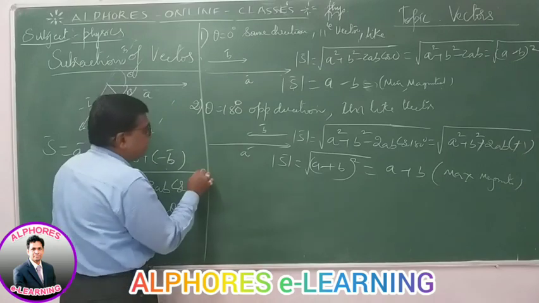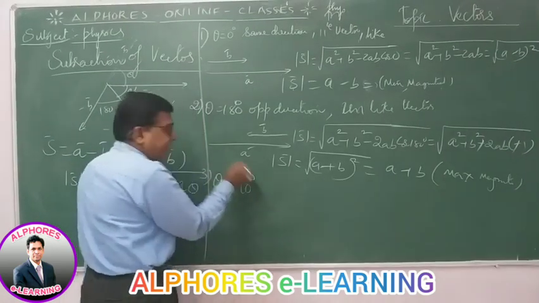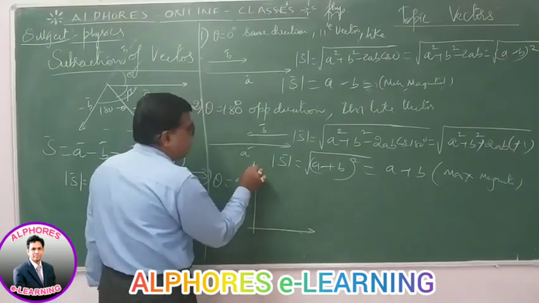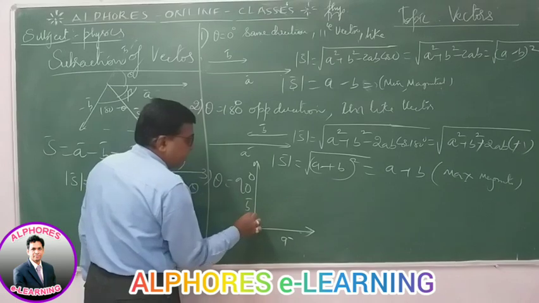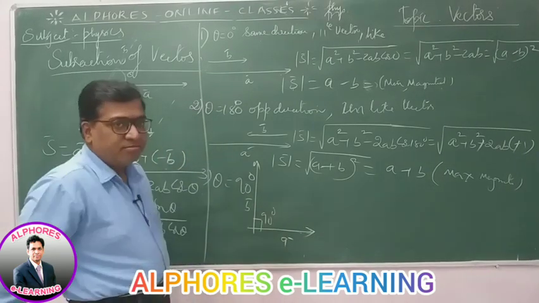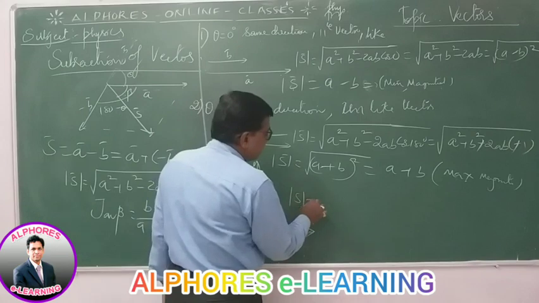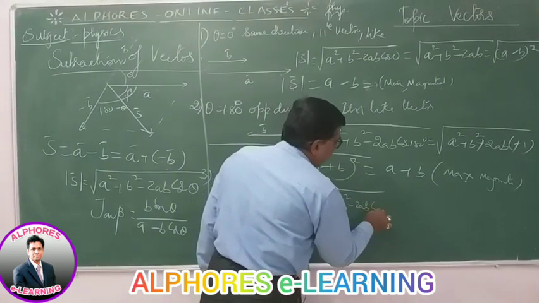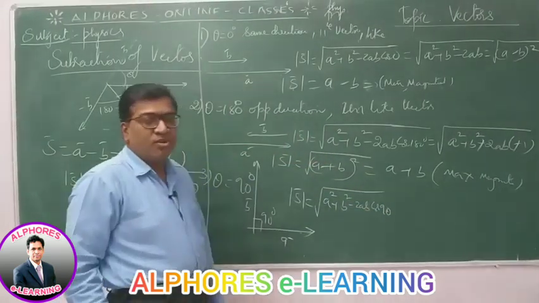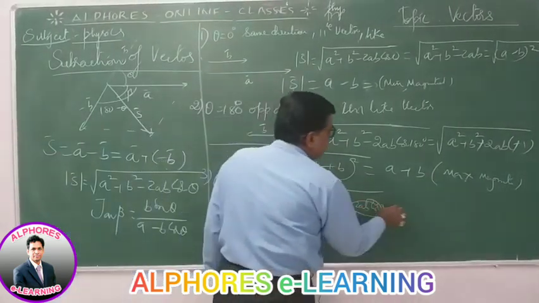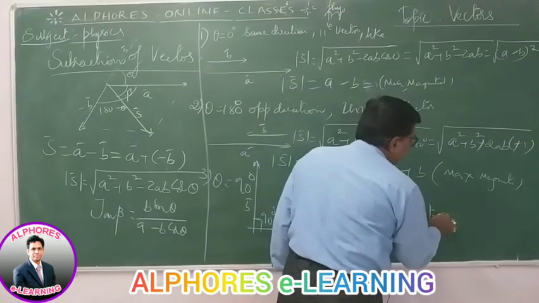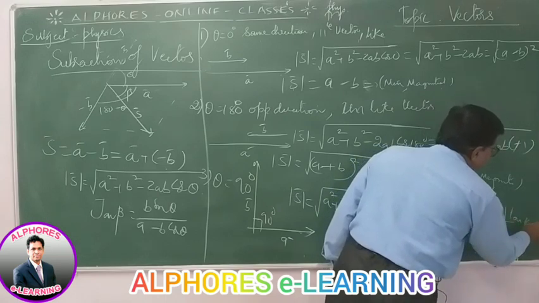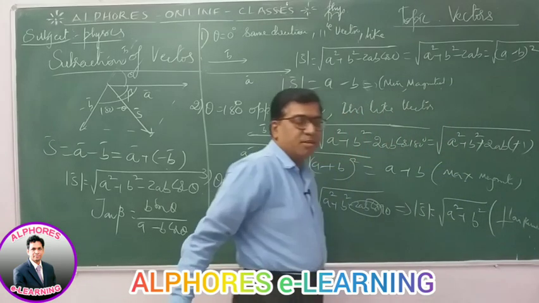Now case 3, the third case: if theta is 90 degrees, vectors A bar and B bar are perpendicular, like this. Then mod S, we know the formula: A square plus B square minus 2AB cos 90. But you know cos 90 is 0. So if this is 0, mod S is root of A square plus B square. This is called the perpendicular resultant.